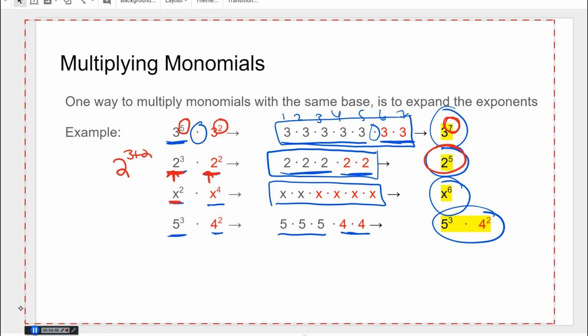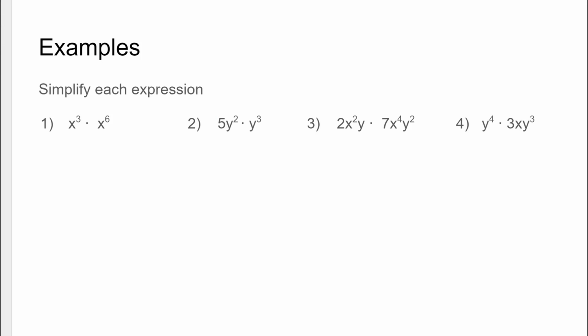Let's see if it works here. X has the same base, add the exponents, and I get x to the sixth. Now when I go to do it here, I can't because they don't have the same base, which is why this property didn't work. Let's take a look at some more examples.